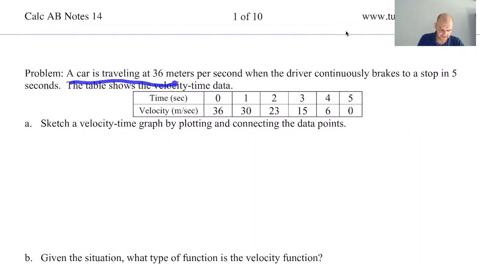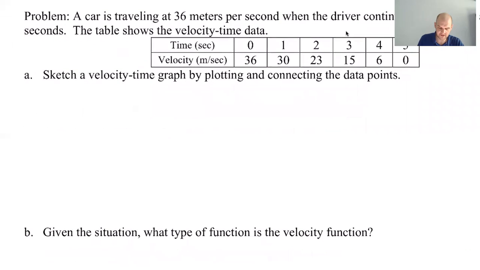A car is traveling at 36 meters per second when the driver continuously brakes to a stop in 5 seconds. Okay, the table shows the velocity time data. So at t equals 0, you're going 36, and then at 1, you're going 30, at 2, 23, and so on. So I think it's useful to make a scatter plot. Also, the question says to do that.